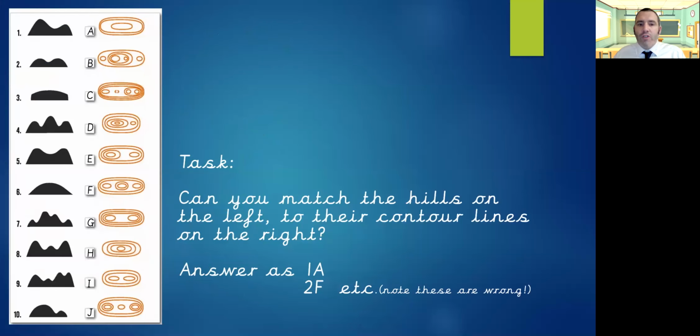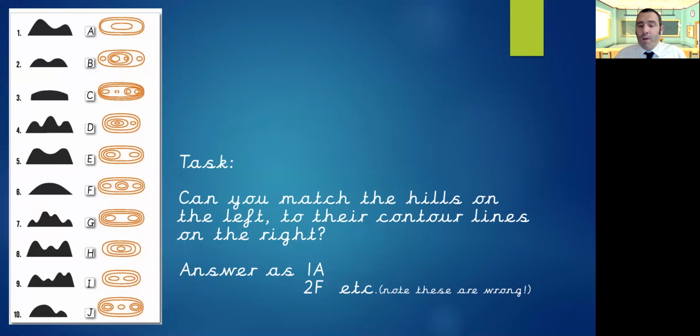Have a go at these. So think about how I described them, what features I looked at, how I described the peaks, where they were on the map version compared to the three-dimensional version. So what you're going to do is match the hills on the left to the contour lines on the right. So your answers are going to be 1A, 2F, and so on and so forth. They're just numbers and letters.